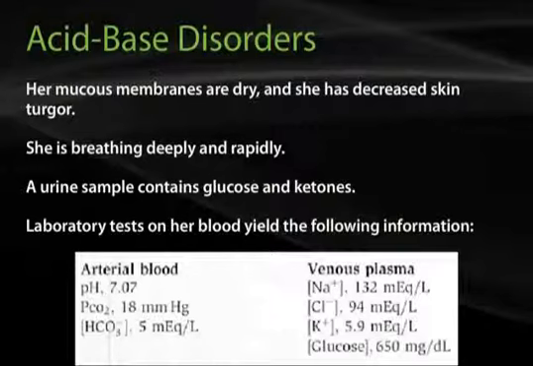The arterial blood gas reveals a pH of 7.07, a PCO2 of 18 millimeters of mercury, and a bicarbonate concentration of 5 milliequivalents per liter. The venous plasma results show sodium of 132 milliequivalents per liter, chloride of 94 milliequivalents per liter, potassium of 5.9 milliequivalents per liter, and a glucose concentration of 650 milligrams per deciliter.